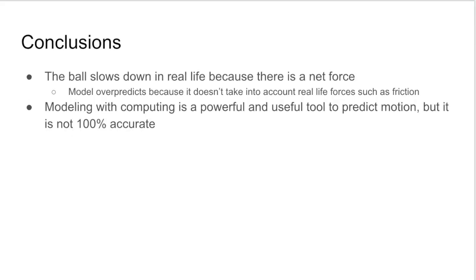There are a couple important conclusions to draw from this. In actuality, there are net forces in real life, which is why the model overpredicts in the more accurate set of data. The model doesn't take into account forces like friction and air resistance. If it did, the model would be more realistic. This leads us to concluding that making assumptions in a computing model isn't 100% accurate, but we do know that making a model with a computer is a very powerful tool because I was able to get about 60 data points in only a second or two.